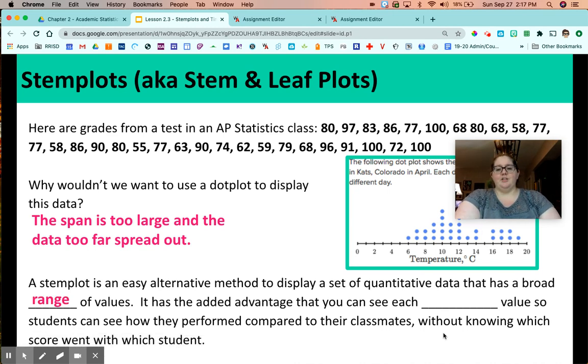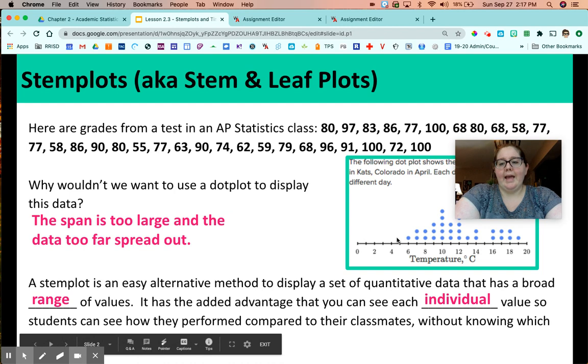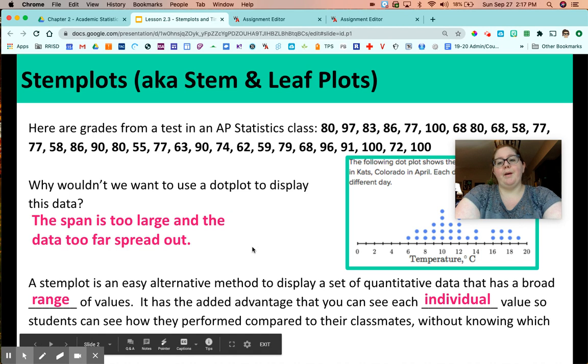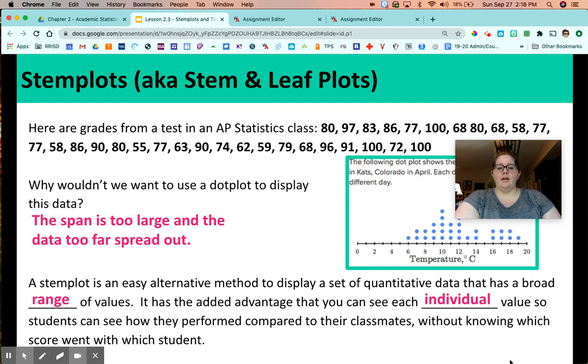And it has the added advantage that you can actually see each individual value. So if you think about a histogram, we don't actually know what the individual numbers in the data are. We just have general ranges. A dot plot, we can see individual values, but again, works really well when our data is closer together. So a stem plot kind of does the best of both, right? So we get to see individual values, and it's a little bit better for data that's more spread out. So in this case, students could see how they performed compared to other classmates without just seeing a list of grades or seeing what student made what grade.